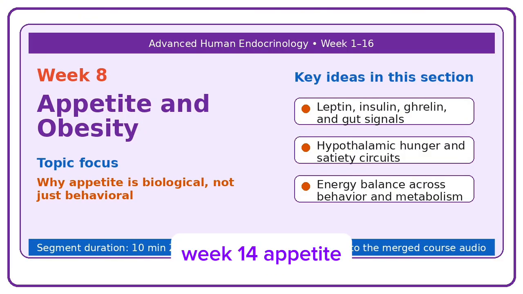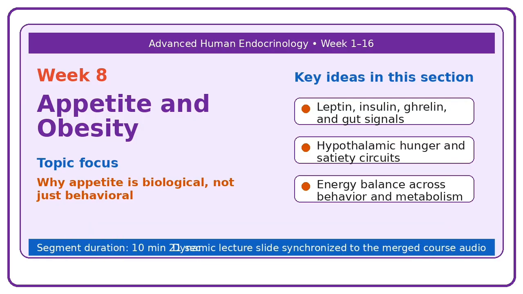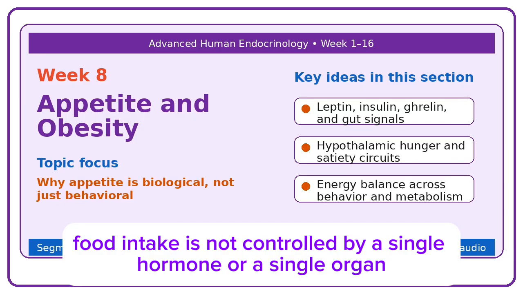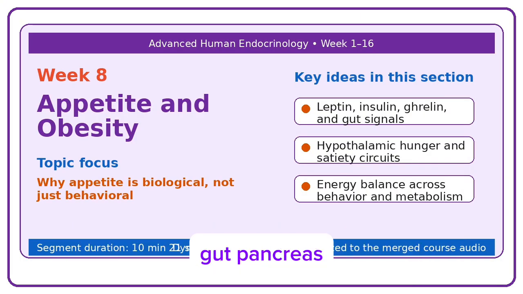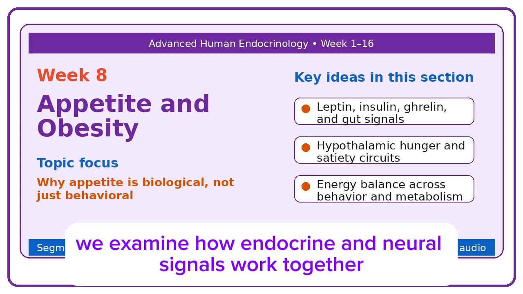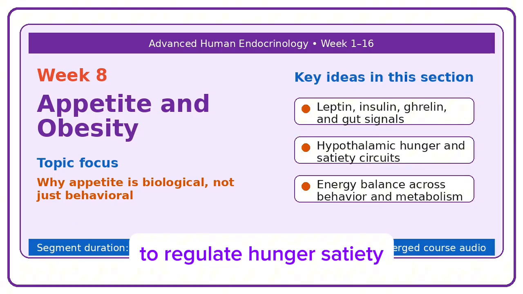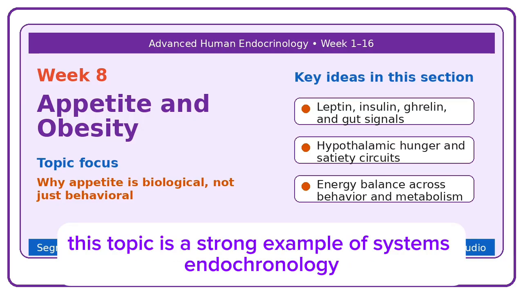Week 14, appetite, obesity, and metabolic endocrinology, introduction. Food intake is not controlled by a single hormone or a single organ. Instead, it is regulated by an integrated network connecting the brain, gut, pancreas, adipose tissue, liver, and other metabolic organs. In this module, we examine how endocrine and neural signals work together to regulate hunger, satiety, energy expenditure, body weight, and metabolic health. This topic is a strong example of systems endocrinology.